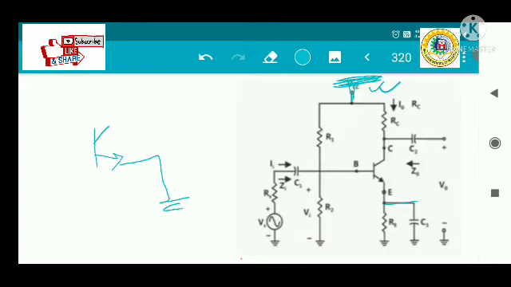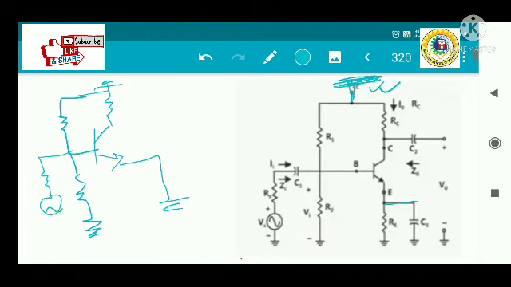Okay, so this RE is removed, and there is an RC connected to ground, and a resistance also connected to ground. This is R2, and this is the RS, and this is your VS. So this is your R1, this is your R2, this is your RC, this is your RS, and this is your VS. This is how the circuit looks whenever you perform the AC analysis.